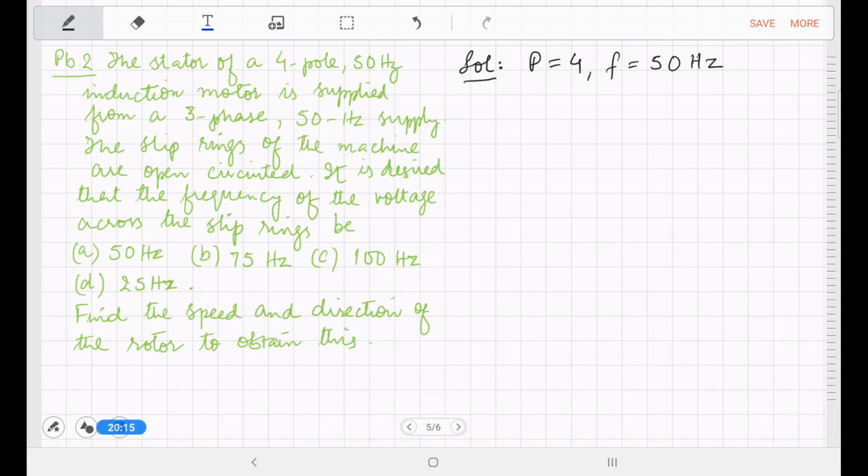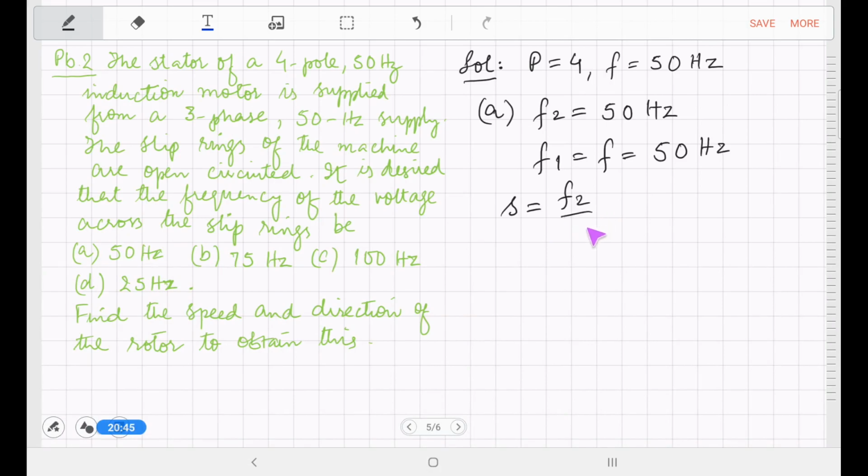Now let's do case 1, part A. F2 has to be equal to 50 Hz. Now F1, as we know, is equal to F, which is also 50 Hz. Therefore slip can easily be calculated. Because we know that F2 is equal to S times F1, slip S will be equal to F2 by F1, which in this case will be equal to 1.